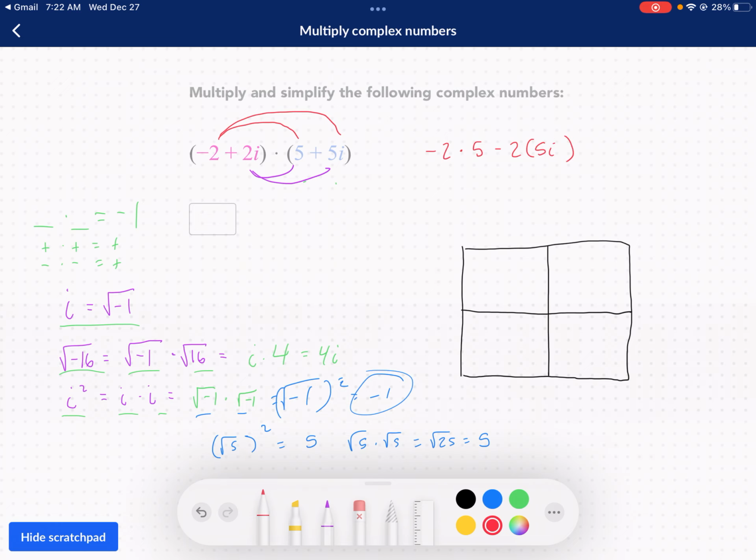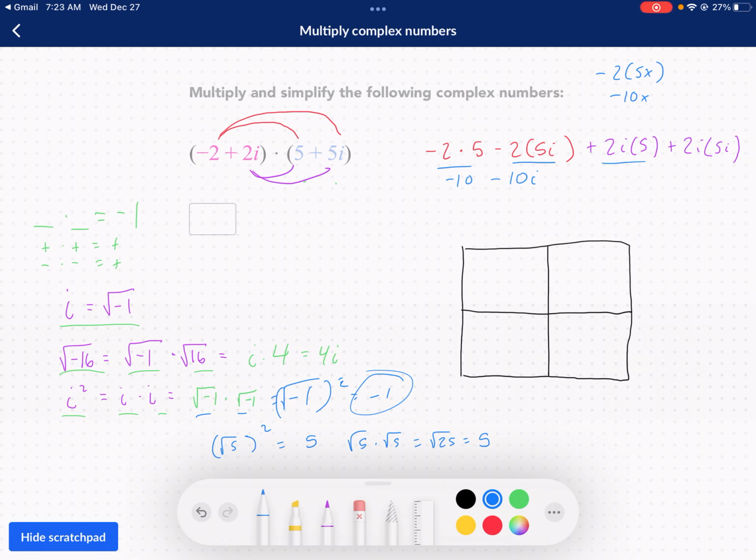And then with the purple, my second parenthesis, it's going to be 2i times 5, and then plus 2i times 5i. And then I simplify it from there. I'm going to use blue. I get -10 here, and then I get -10i. If you multiply imaginary numbers by just a normal integer, you can just keep the i as a tag, very much in the same way that if this was -2 times 5x, you'd get -10x. Very similar to that.